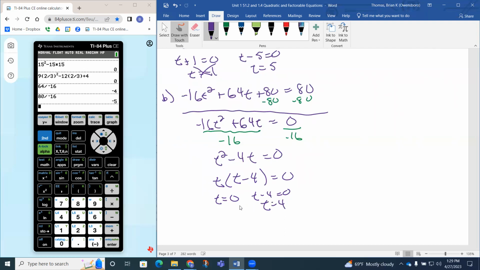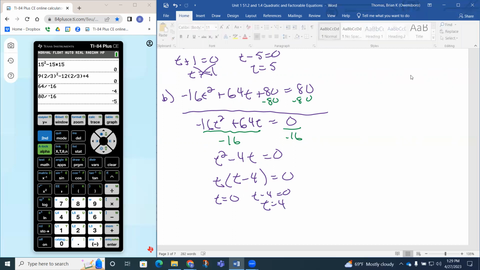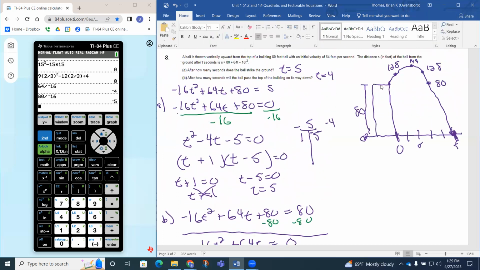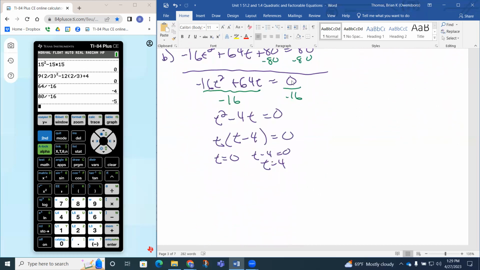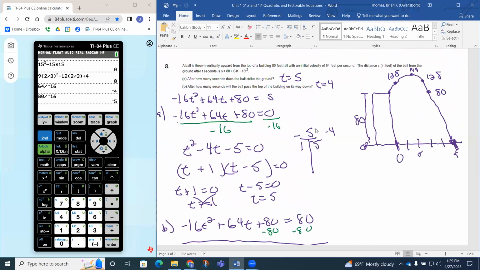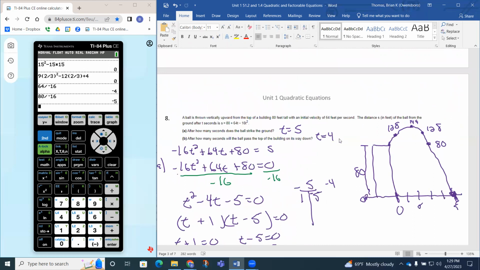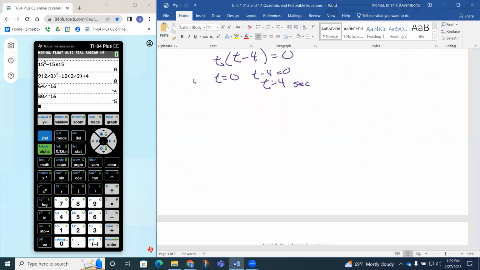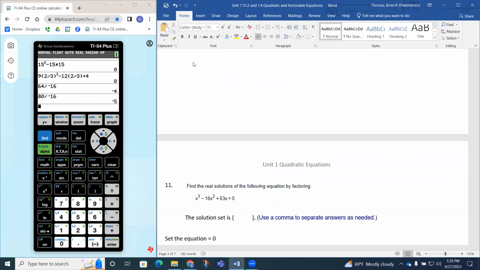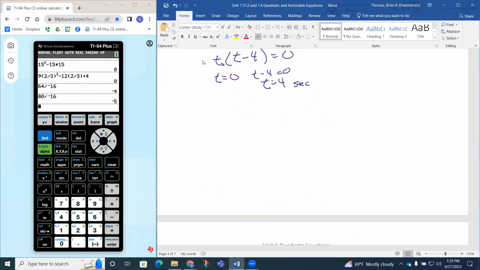So notice how we have two answers, but notice the 0 is where I'm still on the building. But they're asking for how many seconds will the ball pass the top of the building on its way back down. So they're not interested in the 0. They're interested in the 4 seconds. So that's why we set up here the 4 seconds as well. So notice how we can actually do it using our graphing calculator and looking at the table, or we can do it algebraically, depending on the problem. We just got lucky that it was all integer math, because a lot of times in algebra, it's going to be fractions and decimals, where the graphing calculator gets to be a little bit more challenging.